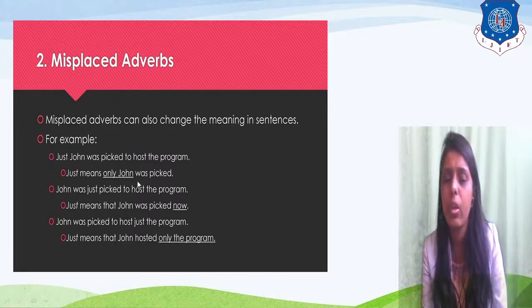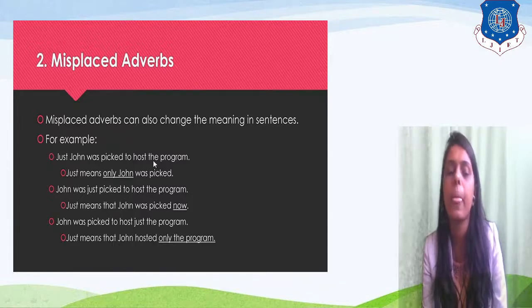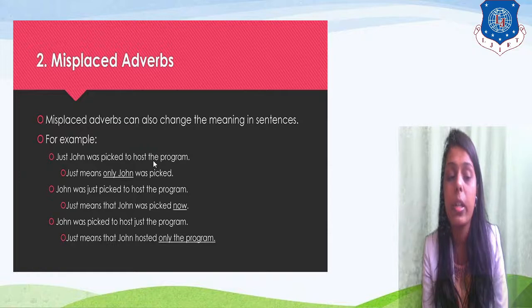Just means only John was picked, right? Next: John was just picked to host the program. Just means that John was picked now. Next: John was picked to host just the program. Just means that John hosted only the program. Right? You can see how it changes the meaning of the sentence in three forms. So read it again if you have not understood.